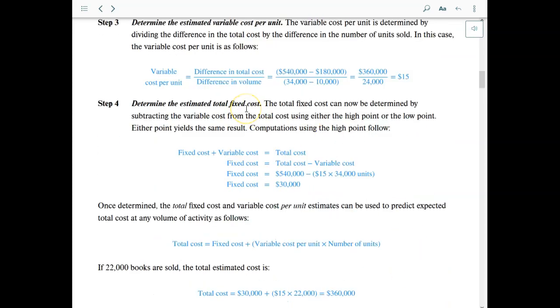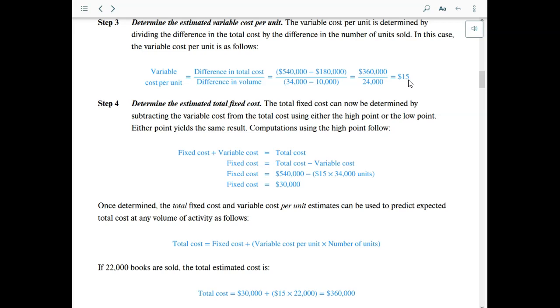And here's what you do. The variable cost per unit is the difference in your total cost divided by the difference in volume. So remember, we had $540,000 at the high point with 34,000 units. At the low point, $180,000 in 10,000 units. Subtract, we get 360 and 24, divide. $15 is what you're going to use for your variable cost per unit.